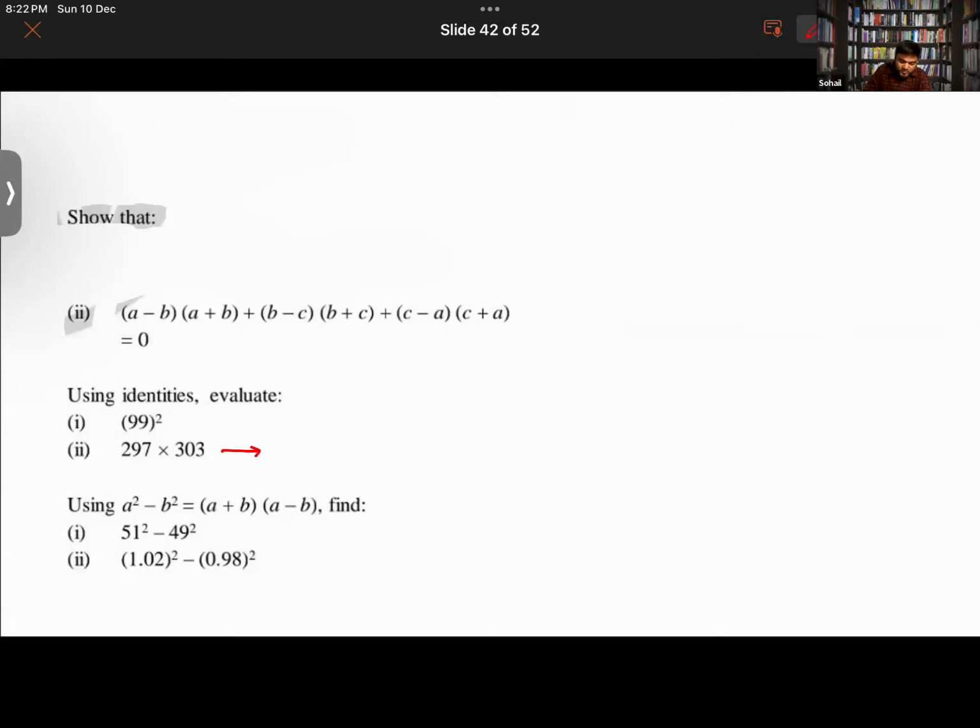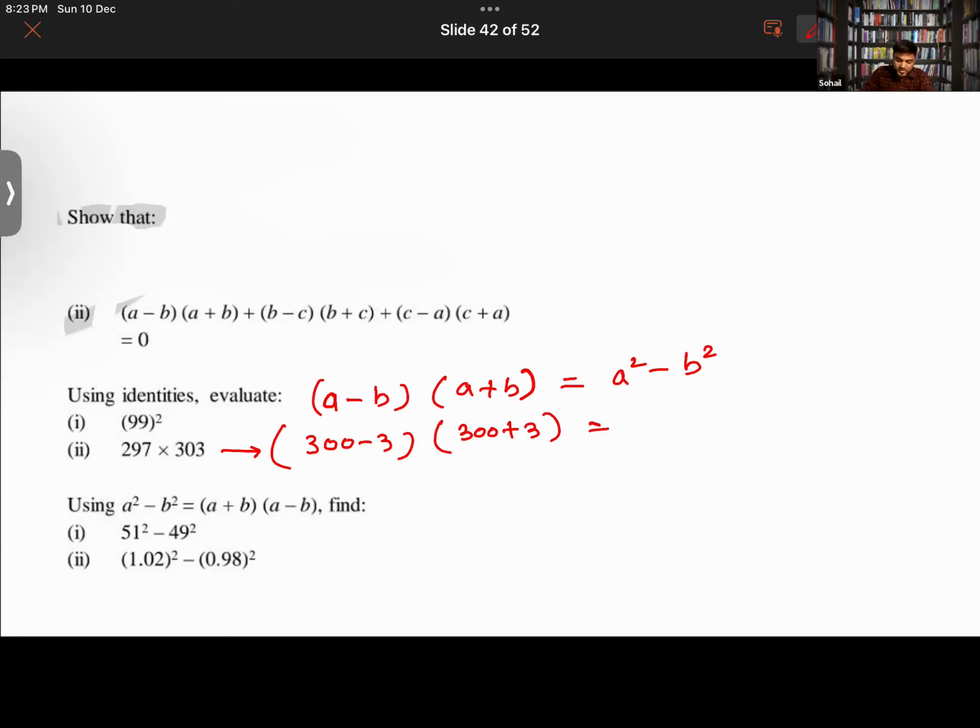Second one, 297 into 303. Can I write 297 as 300 minus 3, and 303 as 300 plus 3? So we can notice that it is of the format A minus B into A plus B. And this identity was A square minus B square, right? So using this, we can solve.